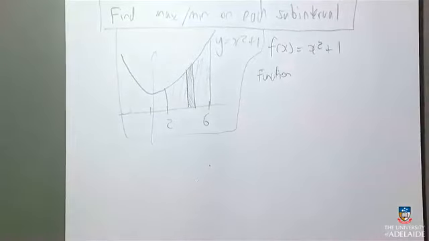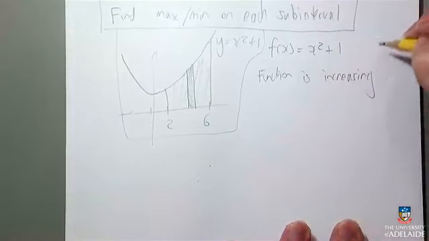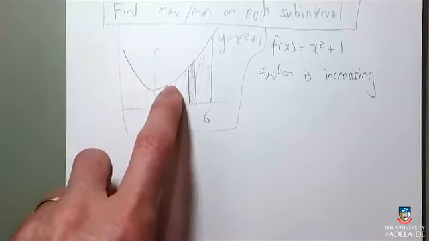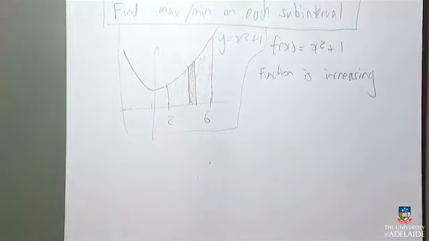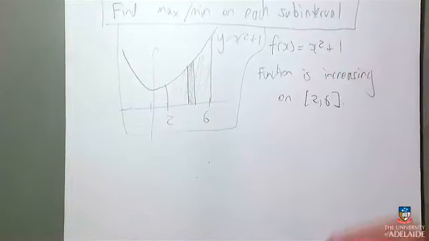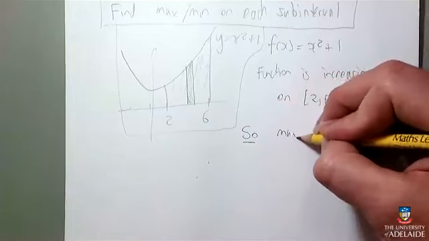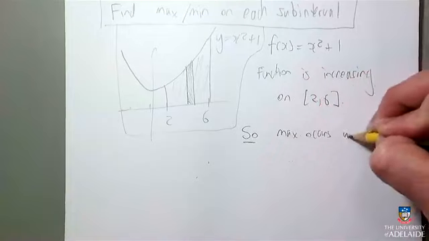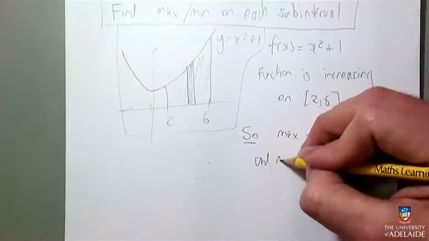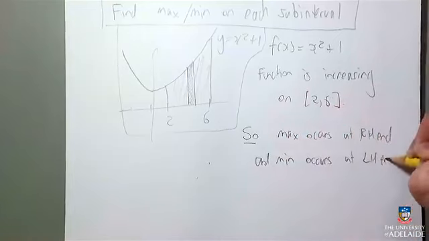So, the function is increasing. It doesn't have to be increasing everywhere. I mean, technically the function is decreasing over here. It just has to be on the interval that you're actually doing the calculation. So it's increasing on the interval from 2 to 6. And why do I say that? I say that so the maximum occurs at the right-hand end, and the minimum occurs at the left-hand end.